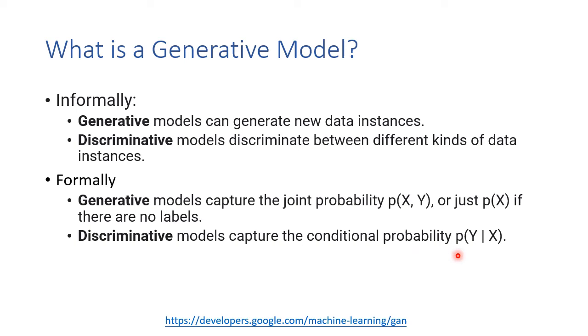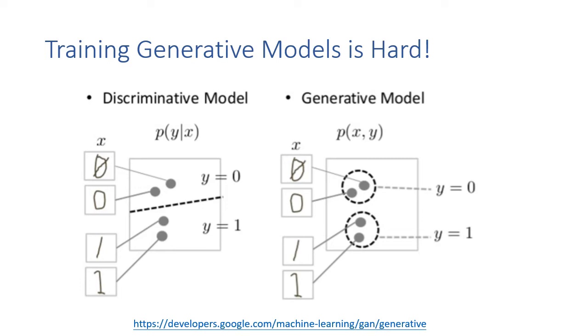Remember the Bayesian theory, the naive Bayesian, the Bayesian theory tries to use the conditional probability to learn the classifier to classify data into different classes. The bottom line is training generative models is hard. Regarding discriminative models, we only need to learn a function that splits the data in the vector space.